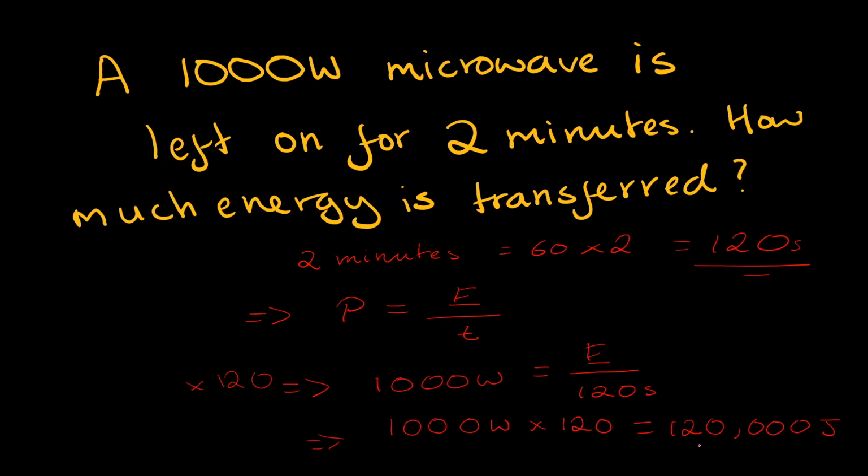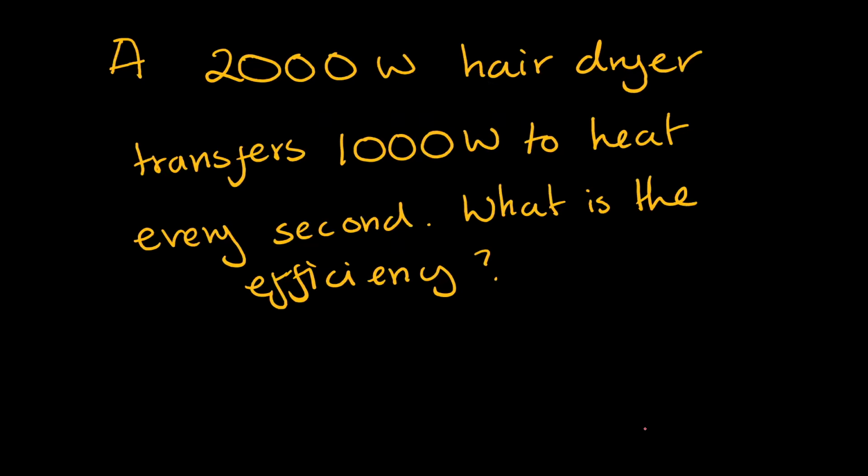So think ahead, we could do another question. I haven't got that much time right now, but another one. This is about efficiency now. Often the exam questions put in efficiency as well. They don't just do one question and another question, they'll put in two at the same time. But they're not usually very difficult. So a 2,000-watt hairdryer transfers 1,000 joules to heat every second. What is the efficiency?